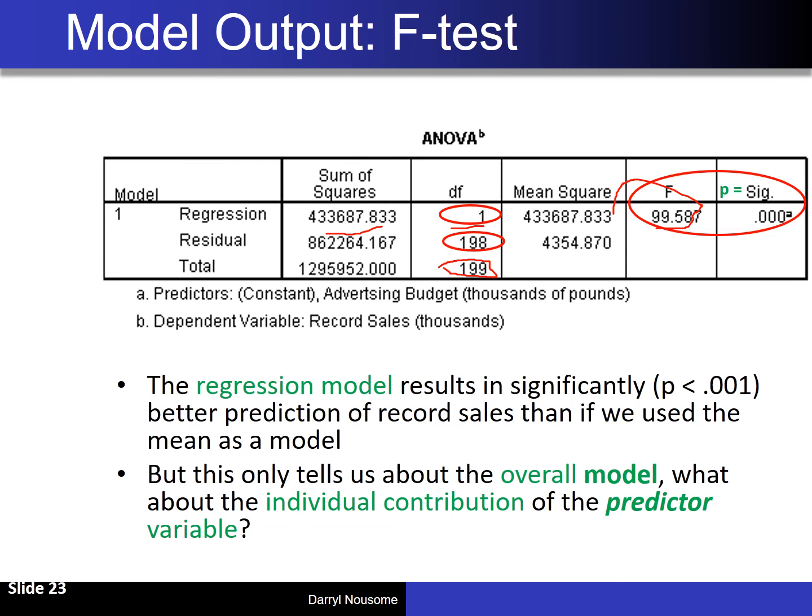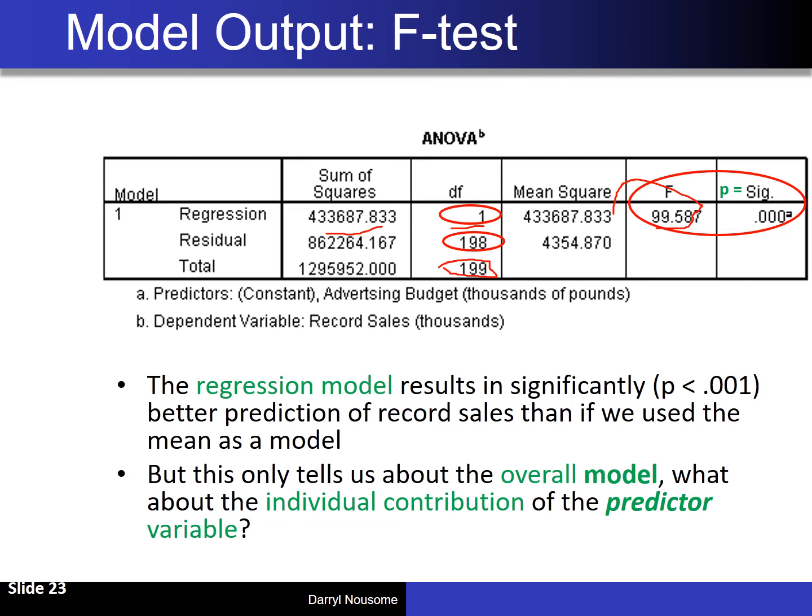So if this is high enough in terms of a statistic, that means our p-value, or the significance level, will be very low, right? Here it's 0.000, so very statistically significant. We interpret that by saying that the regression model results in a significantly (p less than 0.001) better prediction of record sales than if we use the mean as a model, right? So what we're trying to do is compare whether our regression line does better than our mean.